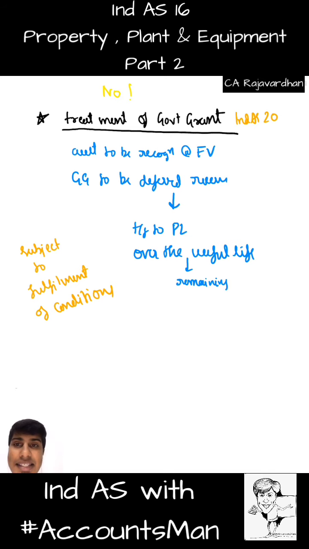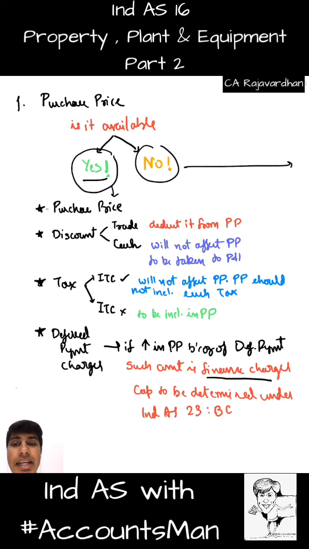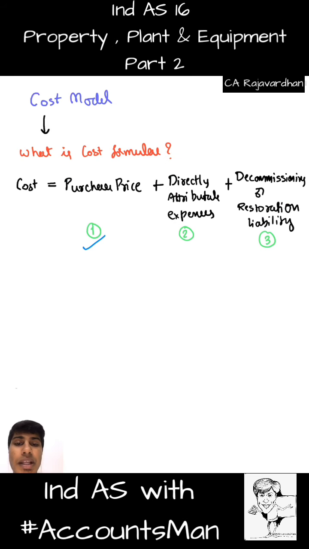Now I'll start discussing the second part in my cost formula, that is my directly attributable expenses. This video will be a little longer than the usual ones because I want to finish this cost model or cost formula at least before I take it to the next session. So come on, let us try and discuss directly attributable expenses.